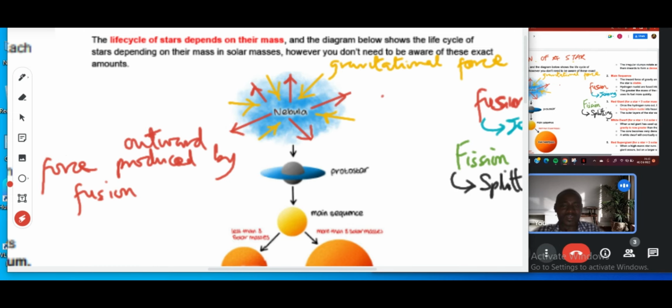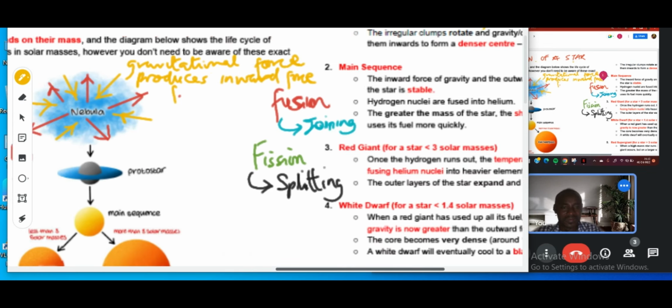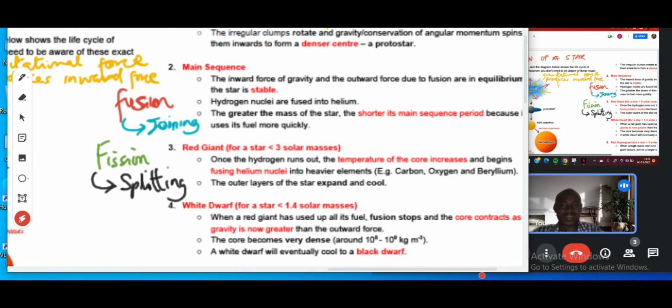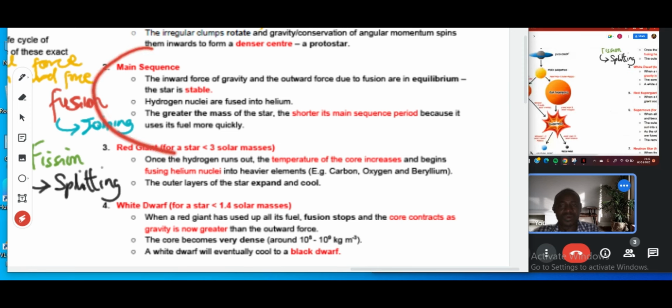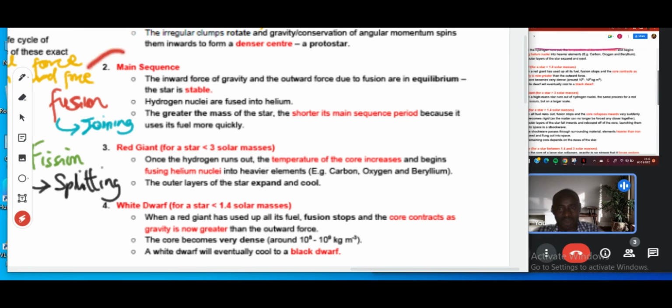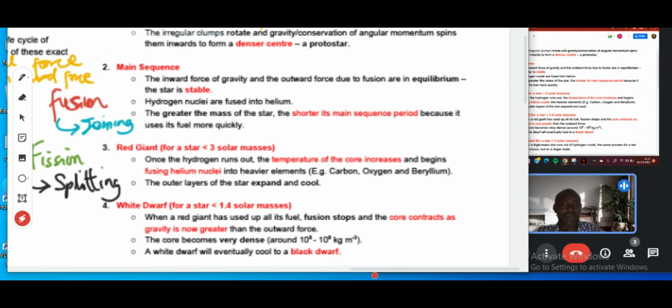So what did I write as the description of the red arrow? Of course the gravitational force produces an inward force. So when these two forces balance, the star is stable. That's what we call a main sequence star. So you can now read it. When the two forces balance, there's an equilibrium, and the star at that point is called a main sequence star.